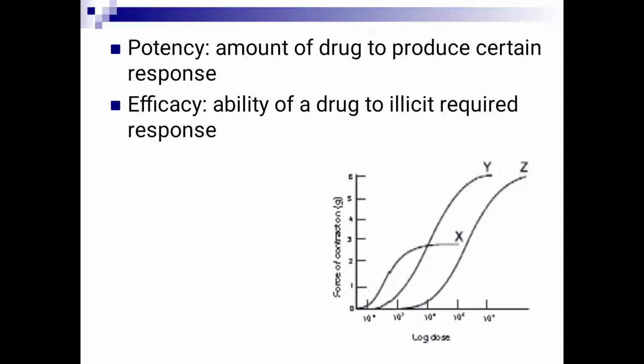So what is potency? Potency means the minimum dose required to produce an effect. Here drug X has the minimum dose to produce this effect, so drug X is more potent than drugs Y and Z. And efficacy means maximum response. The maximum response of drug X is lower, drug Y is lower, and the maximum response is of drug Z. So drug Z is more efficacious than drugs Y and X. From the example you can see drug X is more potent and drug Z is more efficacious compared to X and Y.